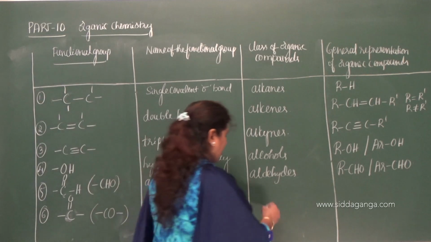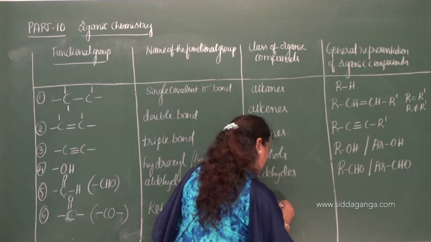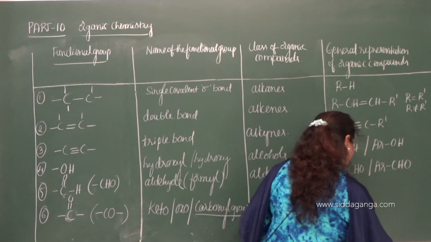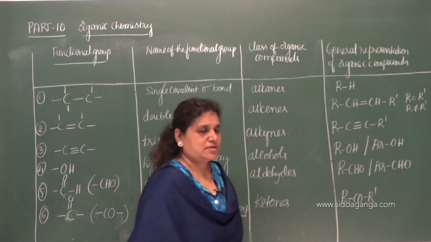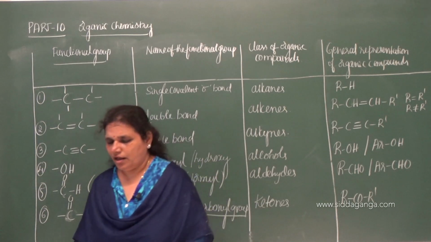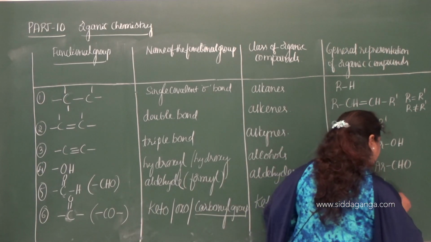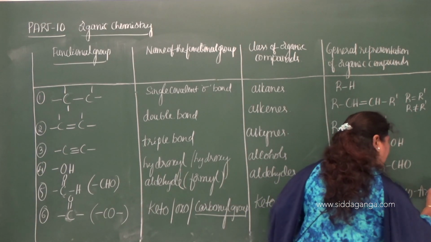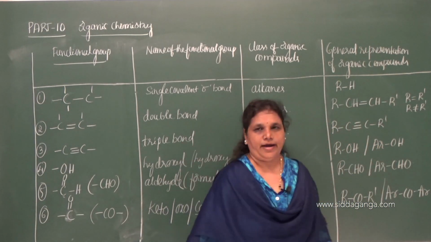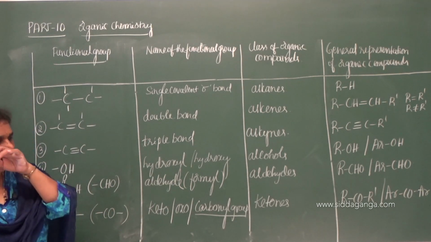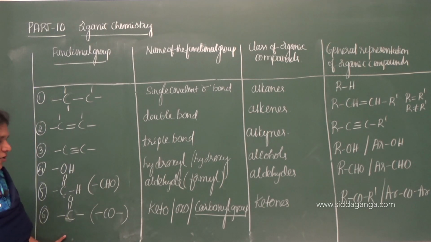Then the compound belongs to the class called ketones. Since it is non-terminal, you can represent it as RCOR dash, where R and R dash may be the same or different. You can also write it as ArCOAr, so it may be attached to the aryl group also, but the common representation is RCOR dash. So this is a non-terminal functional group. I have given 6 functional groups here. Note this down and move on to the next.